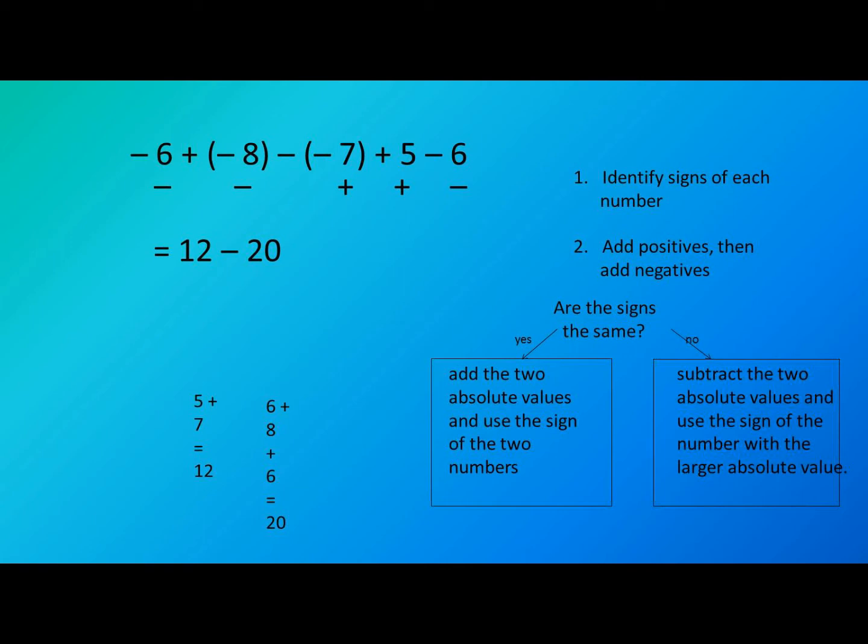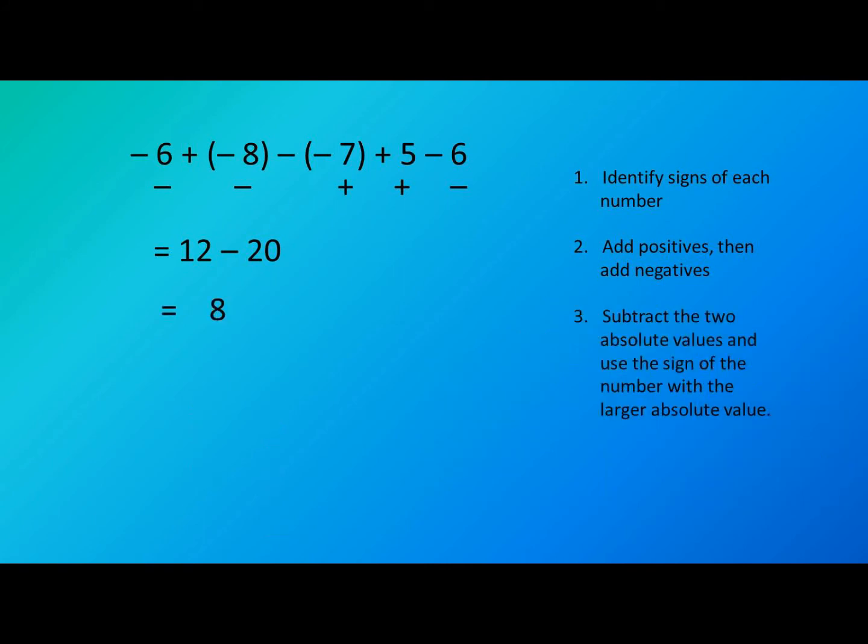Our last step. Now we have 2 numbers that are different signs. And with those different signs, we know we have to subtract those 2 numbers. And again, we can do it in any order. I'm going to go 20 minus 12 because that's just a little bit easier. And 20 minus 12 is 8. Now we ask the question, what's the sign of our answer? We know the size is 8. What's our sign? And so we look at the 2 numbers and ask which number has the largest absolute value, or in other words, the largest size. The 20 does. And so, since the 20 is negative, our answer is going to be negative 8.